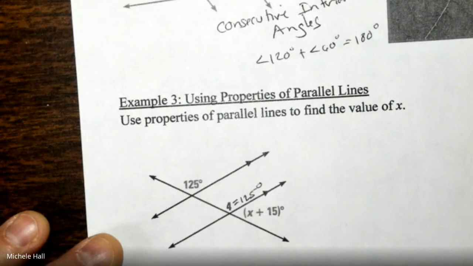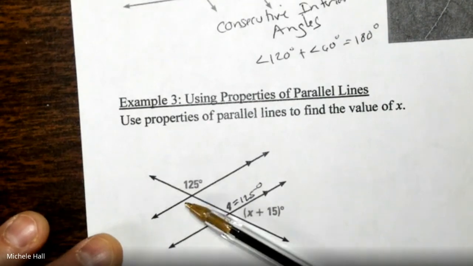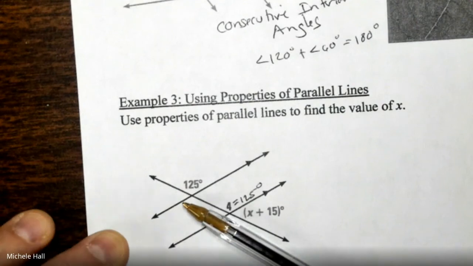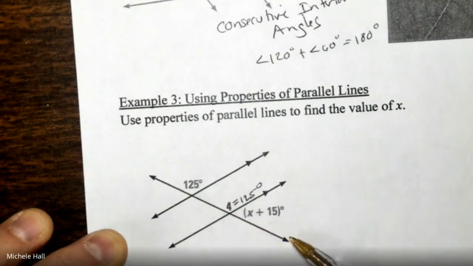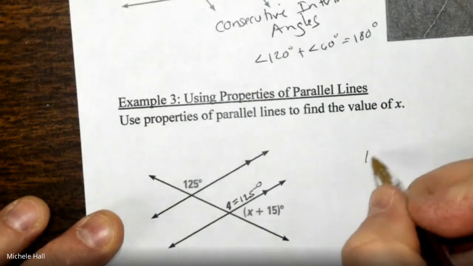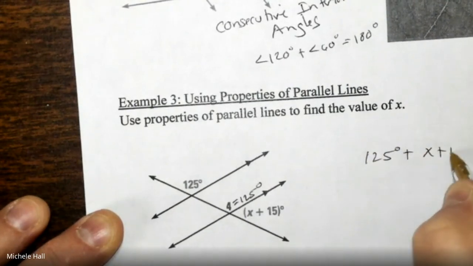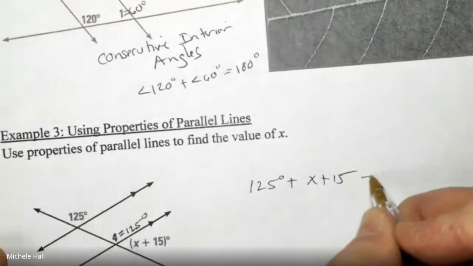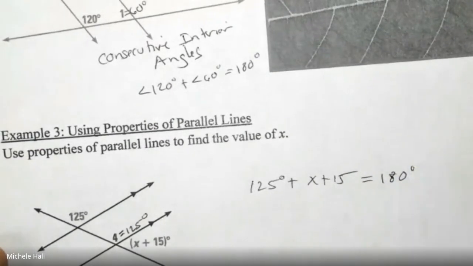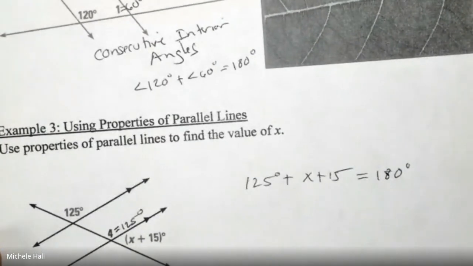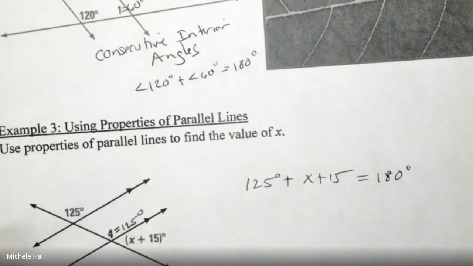Brandon says they're equal to 180. What kind of angles are they then? They're supplementary angles. Are they on a straight line? Right? So I could say angle 1 plus angle 2 equals 180. That would be angle 1 is 125 plus the second angle, which is x plus 15. That is supplementary angles. Very good. That'll be the answer. No, you got to solve for x.